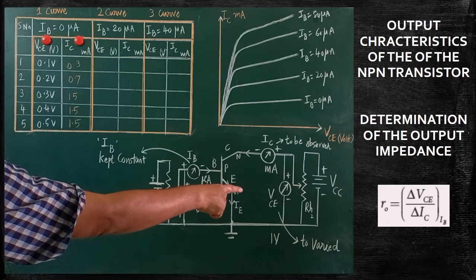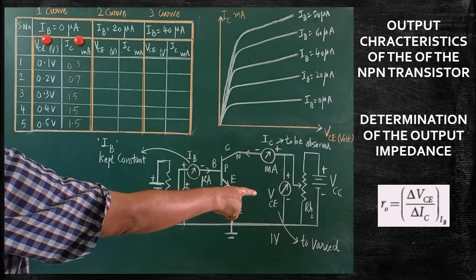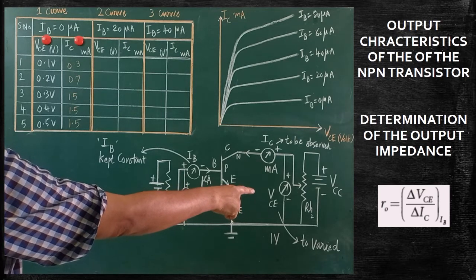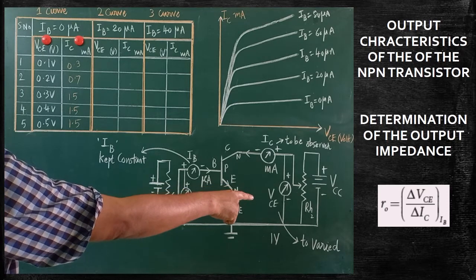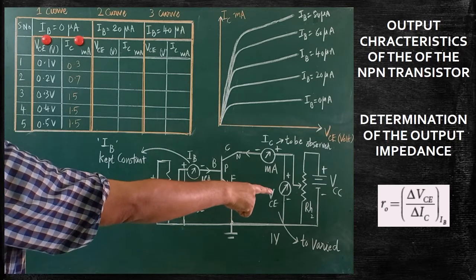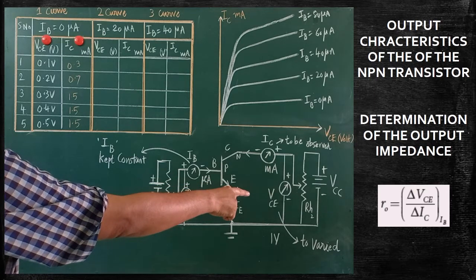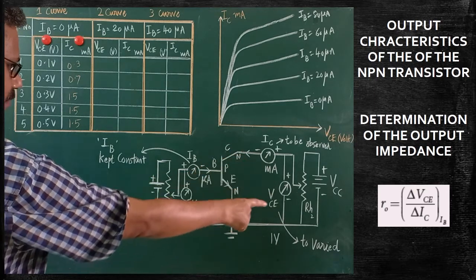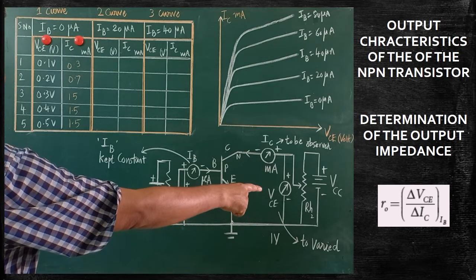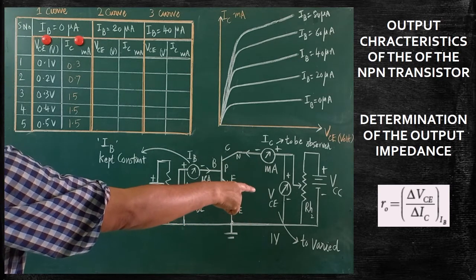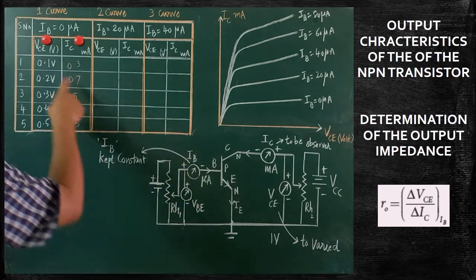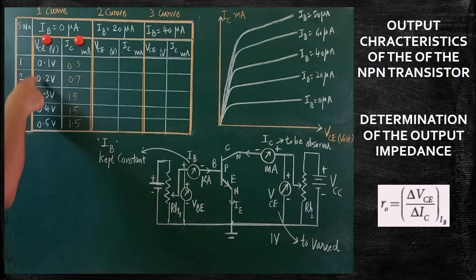What is VCE? The voltage across collector and emitter must be varied. How to vary the VCE? VCE can be varied by adjusting the rheostat RH2. By adjusting RH2, the voltage across collector and emitter can be varied. Are you clear? If you vary the VCE, that can be monitored in the voltmeter. So you have to vary the value of VCE.